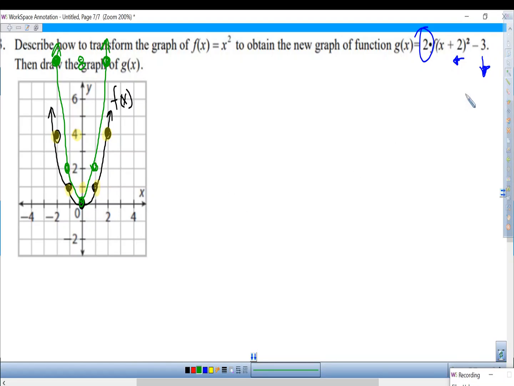And now what do we do at the end? 2 to the left and 3 down for each of those points. 2 to the left, 3 down, 1, 2, 1, 2, 3, and that's how you move all of these.